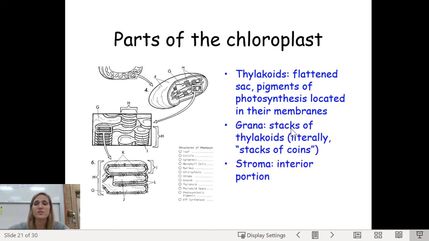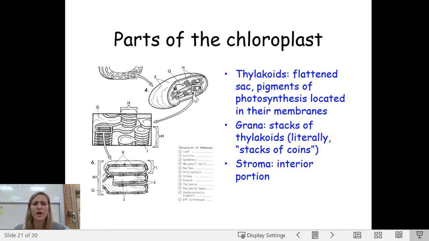All right, parts of the chloroplast. There are 3 parts. You've got the thylakoids. Okay, it's a flattened sac. The pigments of photosynthesis are in their membrane. So one pancake, this is what kids typically think they look like. If you're looking at this stack of pancakes here, one pancake is a thylakoid, so one disc is a thylakoid. A stack of thylakoids that looks like a stack of pancakes is called a grana, or granum. They say stacks of coins, but to me they look like pancakes. So that's what the stacks are called, grana.